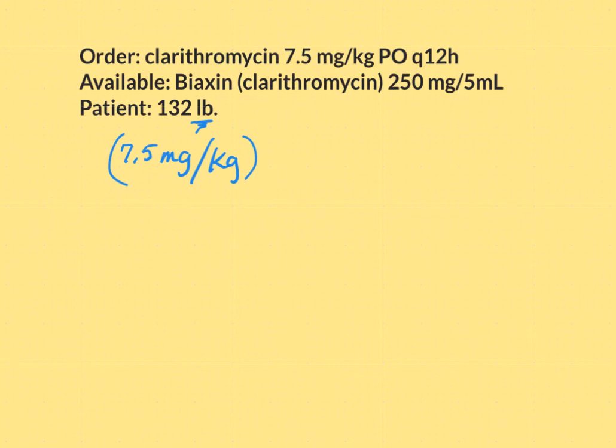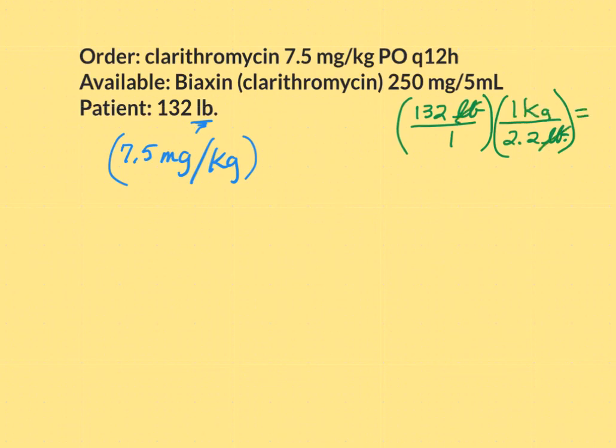So we're going to have to convert 132 pounds to kilograms. All right, there are 2.2 pounds that are equivalent to 1 kilogram. So the patient weighs 60 kilograms. Now we can do our multiplication. 7.5 milligrams per kilogram times 60 kilograms equals 450 milligrams. And that's because those kilograms cancel, leaving us only milligrams.